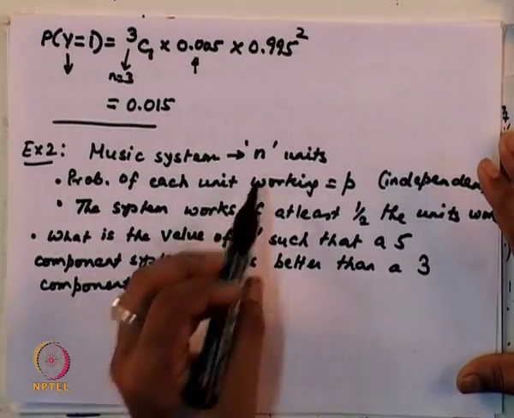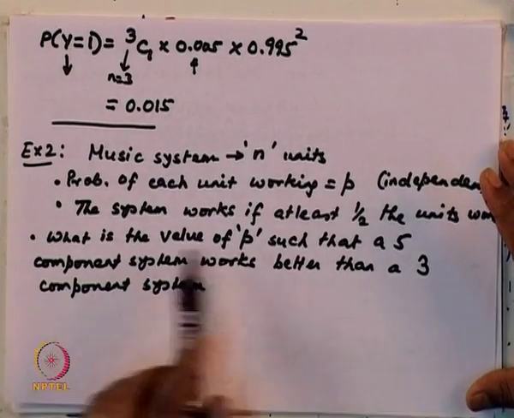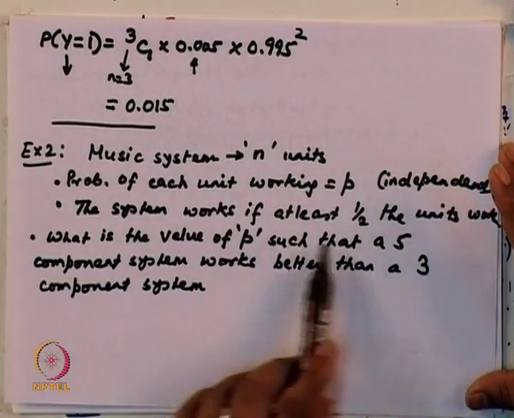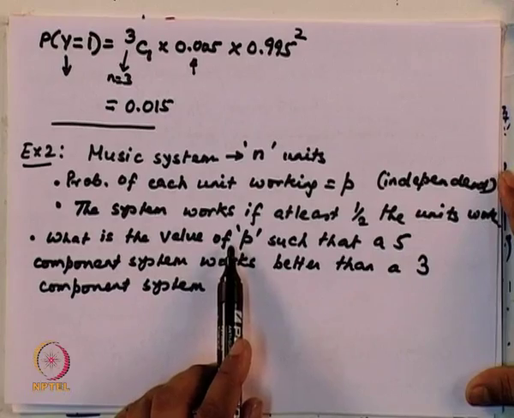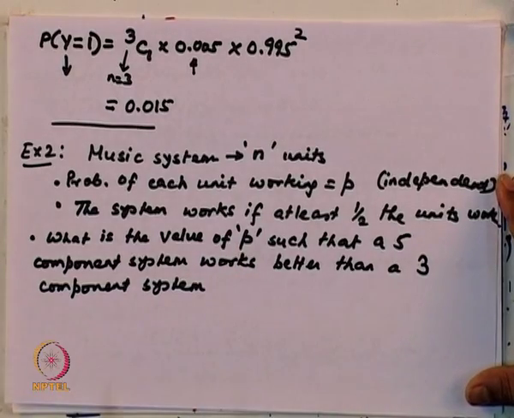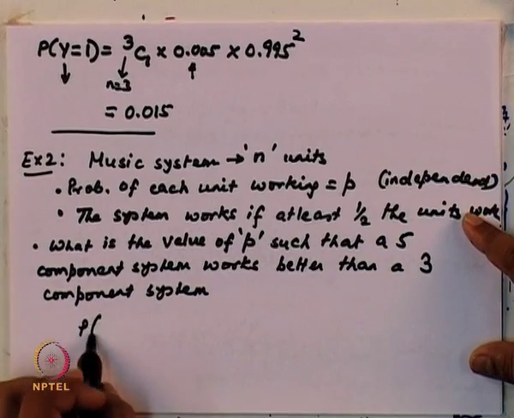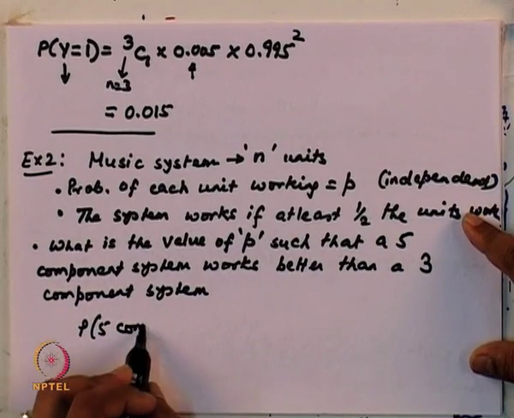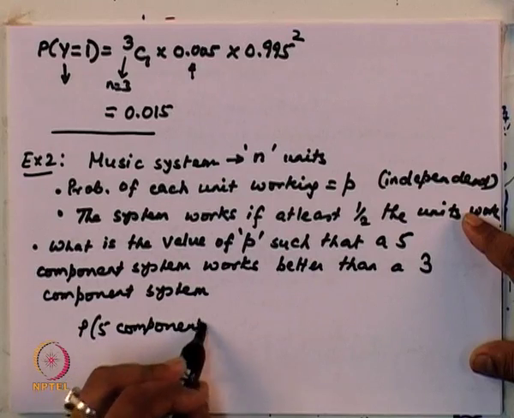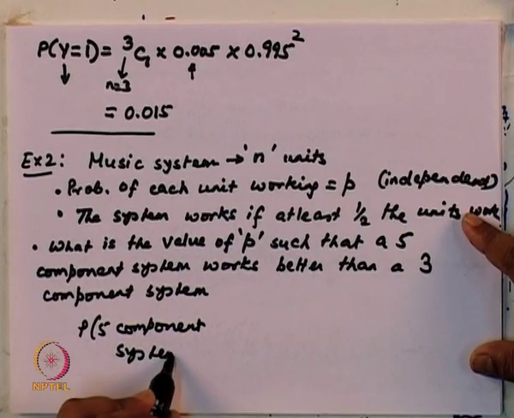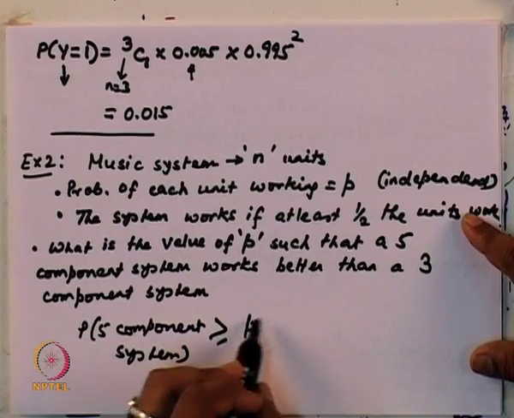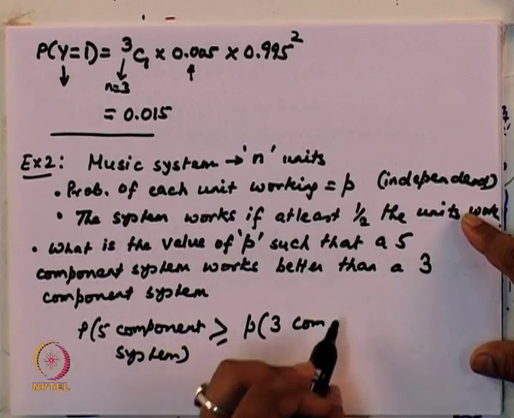Okay. So, you have n units, right, and there is a clause that the system works if at least half of the units work. So, for a 5 component system, we want to find out the probability of the 5 component system being greater or equal to the probability of the 3 component system.